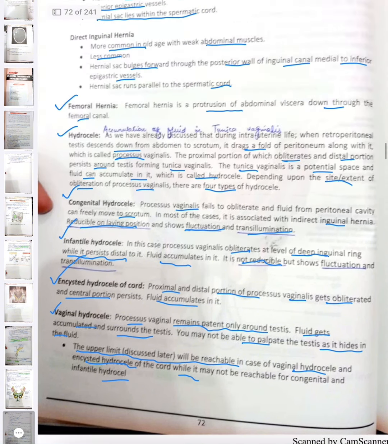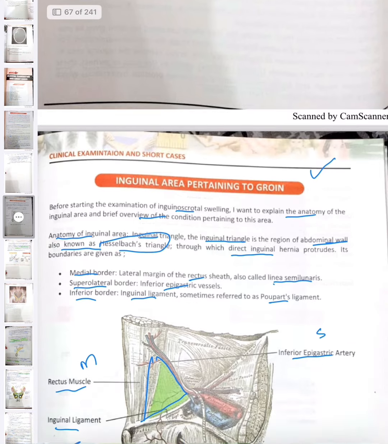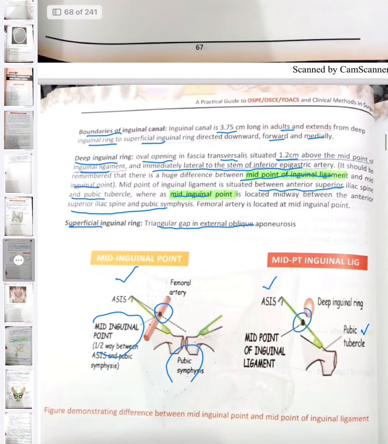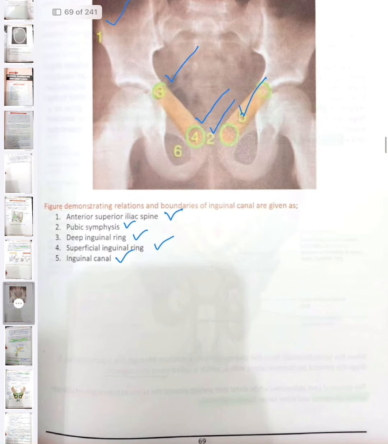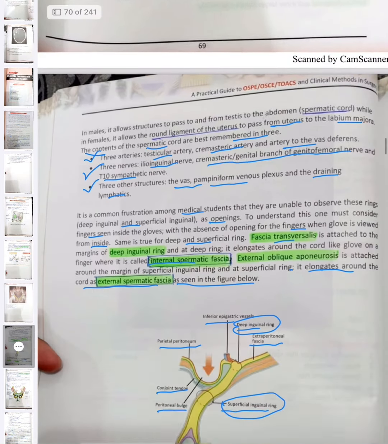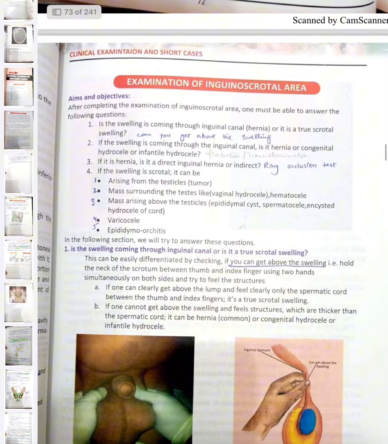This is the general review of the hernias in which we discussed the femoral hernias, the direct and indirect hernias, the inguinal area pertaining to groins, what is the midinguinal point and midpoint of the inguinal ligament, what are the relations, and the anatomical figure. Now we will study the examination of the inguinoscrotal area.